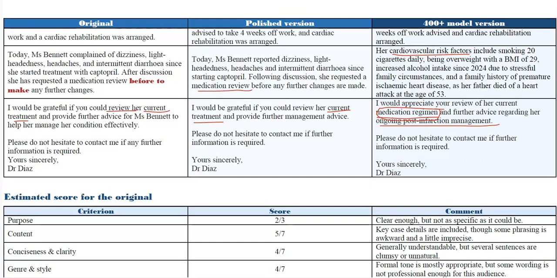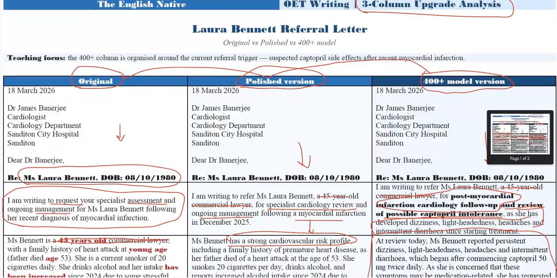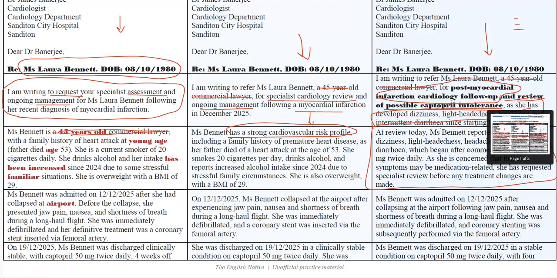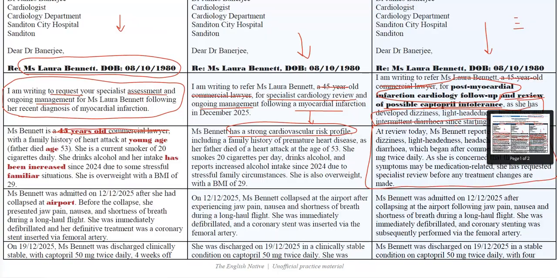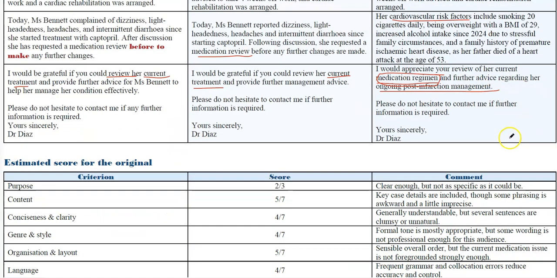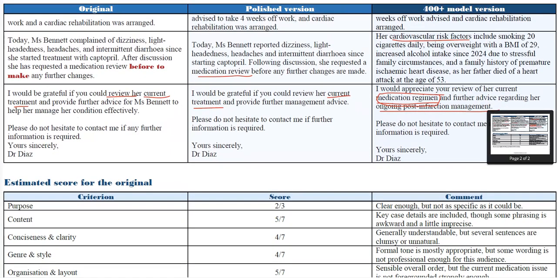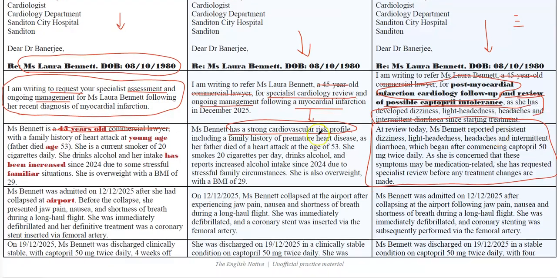Between the three versions. Let's have another look. So the chief issue, medication review. Okay. Just scroll back up. It keeps moving. Okay, right. So you can see the purpose, more specific. Okay. Organization has changed to put the chief issue in paragraph 2.